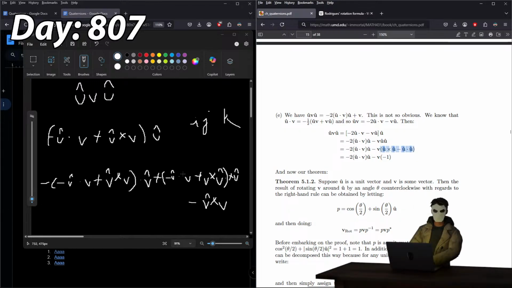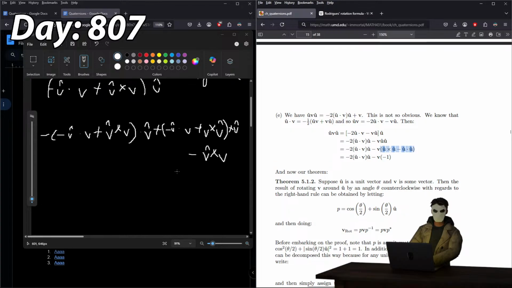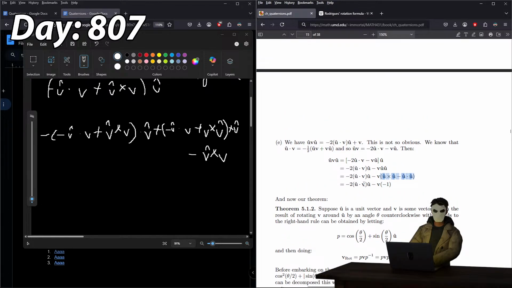This is -1. If we do u cross u minus u dot u, is it because it's a unit quaternion?